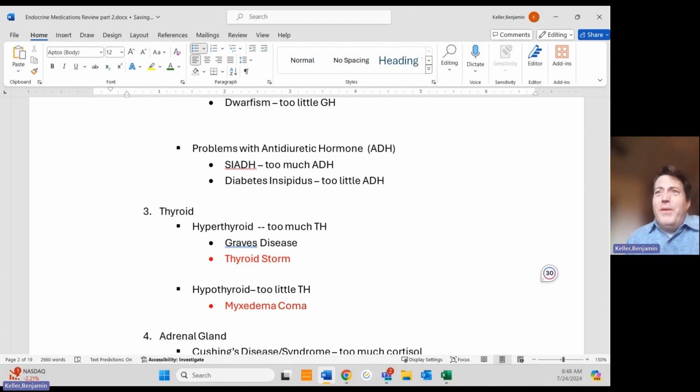So we have problems with antidiuretic hormone, SIADH, which is too much antidiuretic hormone. And we have diabetes insipidus, which is too little antidiuretic hormone. We'll go into all these in just a minute.